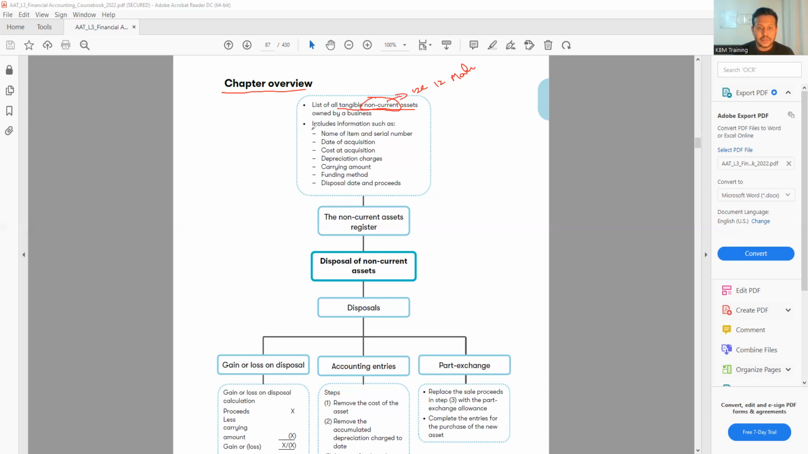Then the next one we have includes information such as, so this belongs to the non-current asset register. What is a non-current asset register? When you buy any non-current asset or fixed asset, we record it in a book.